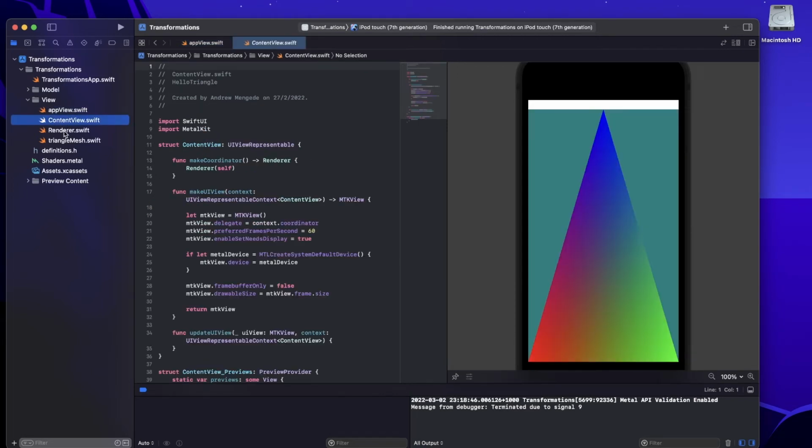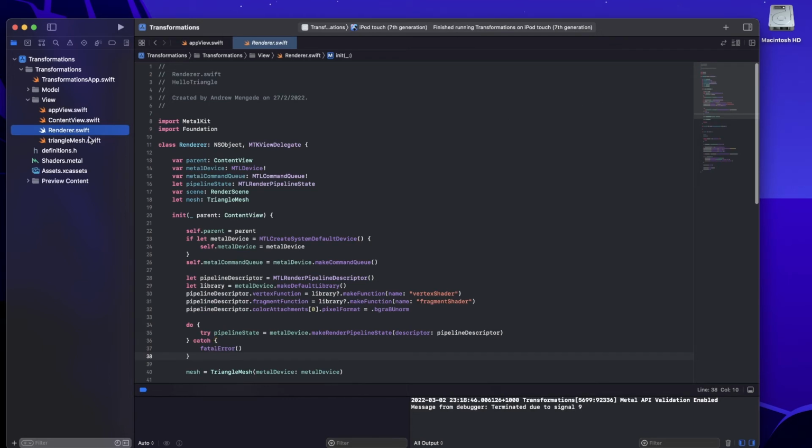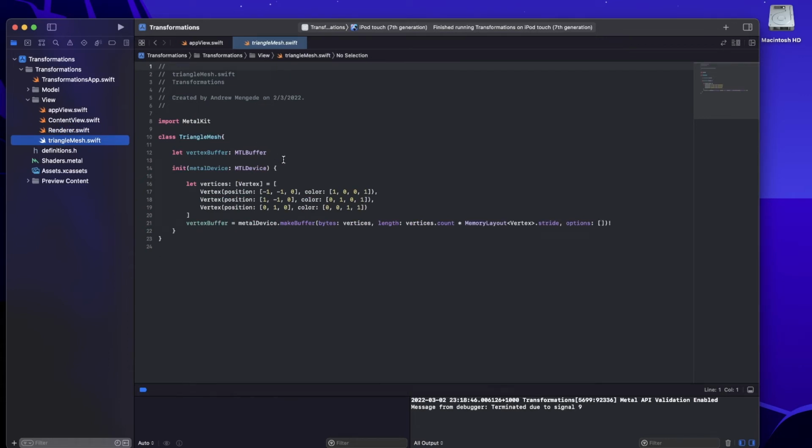So we have this situation here. We have a renderer object, a triangle mesh object. Now all the triangle mesh object does is store the vertex buffer. And when we create it, we need to pass in a reference to the device used by our renderer because that allocates the buffer.